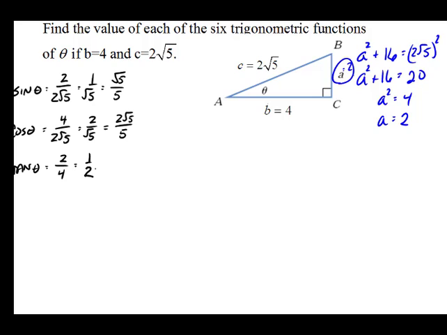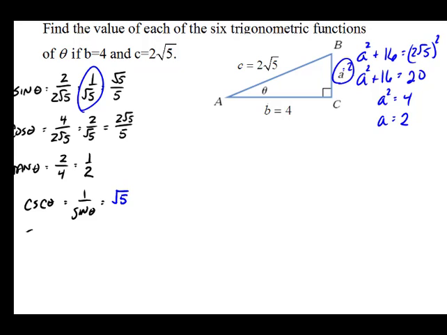And then we can find all our reciprocal trig functions. The cosecant of theta is the reciprocal of the sine of theta, or 1 over the sine of theta. So I'm just going to look at this term here, 1 over the square root of 5. The reciprocal of that would be square root of 5.